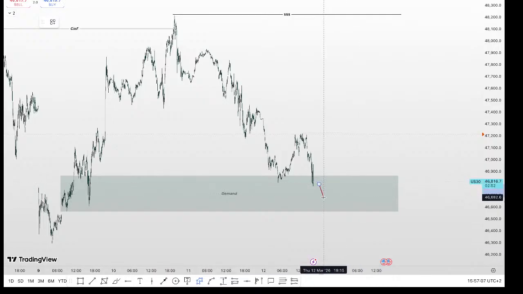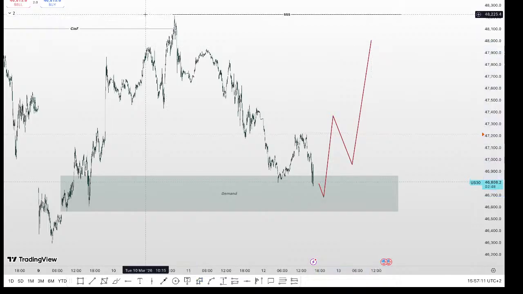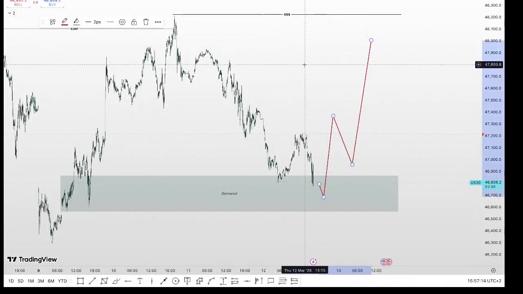Now the goal is just to see it advance towards the upside. In form of mitigation, then I can take the trade towards the upside. But for now, we just wait.